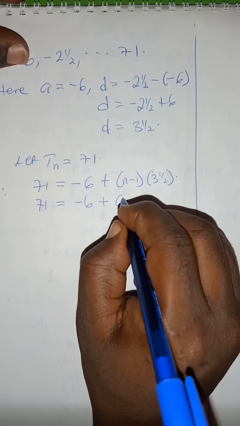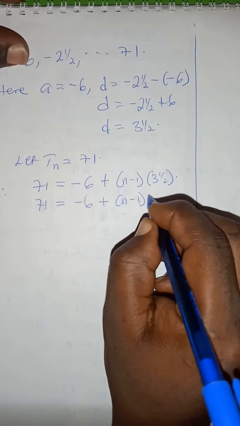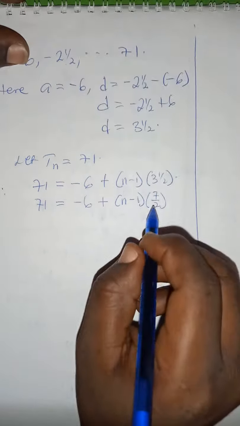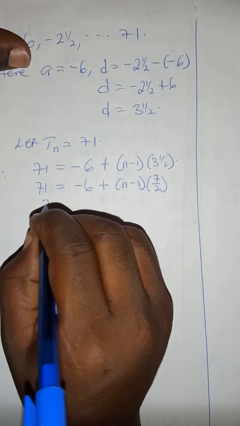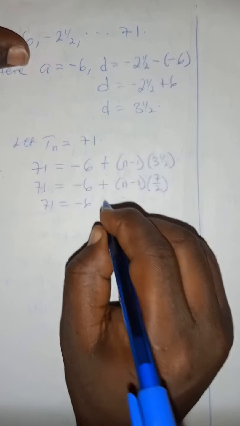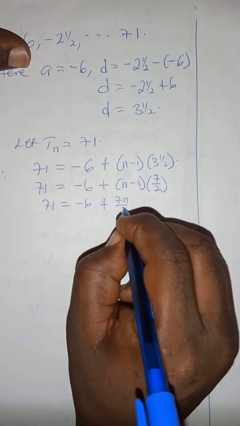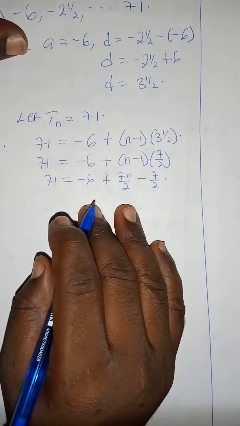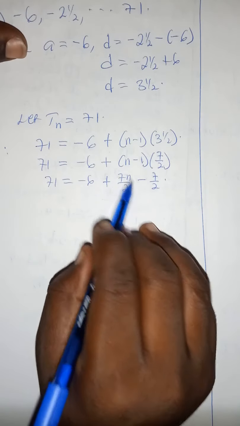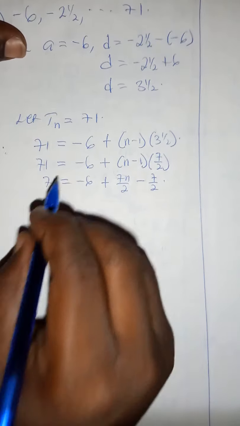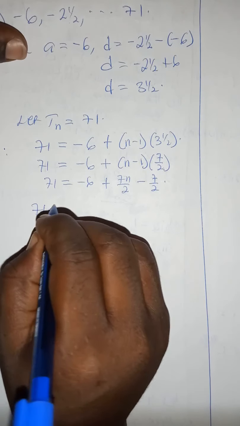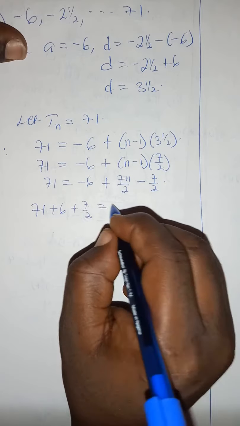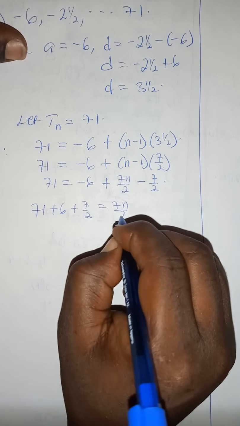Let me just make 3.5 an improper fraction first: 7 over 2, right? Improper fraction. So I'll open the bracket. 71 is equal to minus 6 plus 7n over 2 minus 7 over 2. Okay, let me collect like terms. I'll leave this here and move everything to the other side. So 71 plus 6 plus 3.5 is equal to 7n over 2.